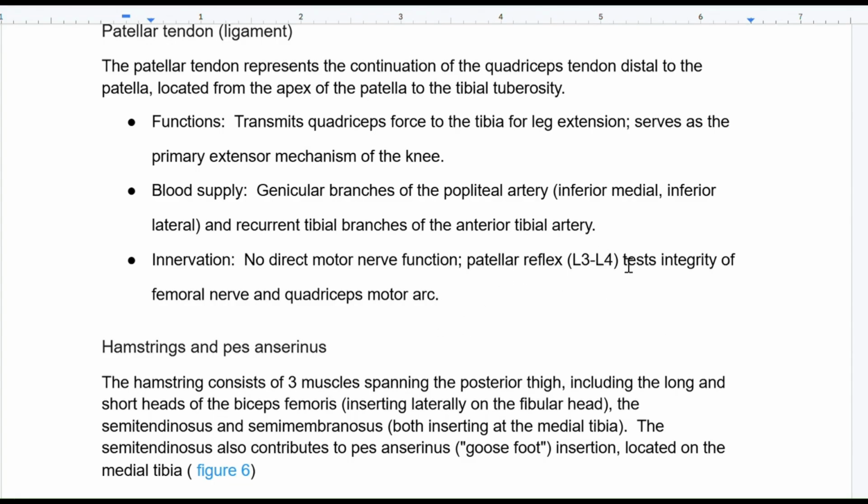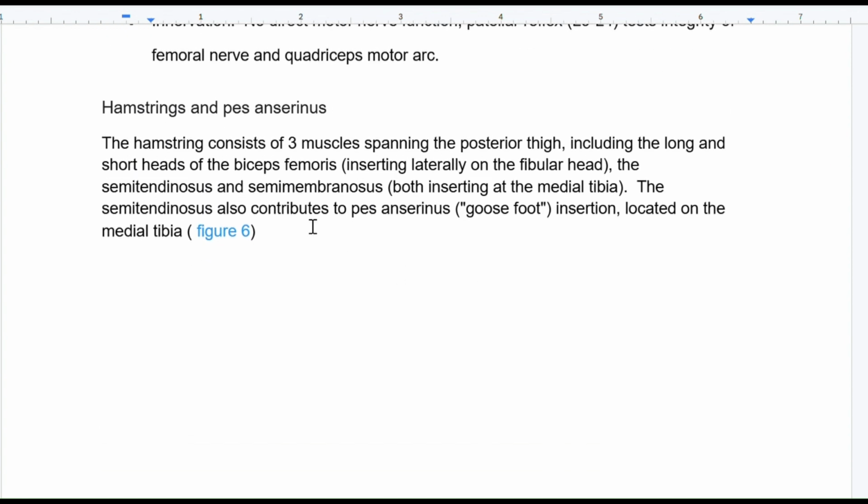Okay. Patellar reflex L3 to L4 tests integrity of the femoral nerve and quadriceps motor arc. Hamstrings and pes anserinus. Pes anserinus. I don't know, whatever.